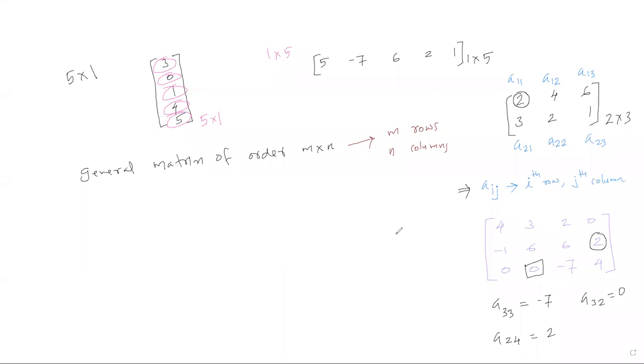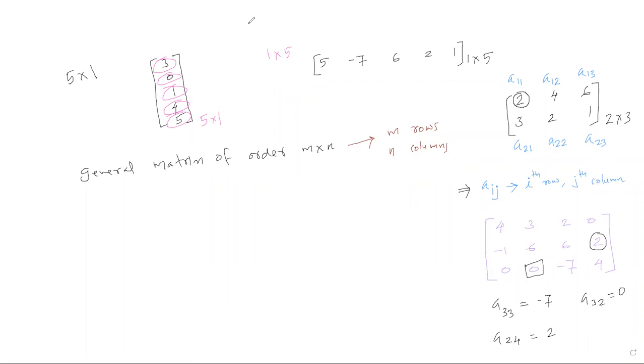A33, only one element will be there. There won't be two or three elements with A33. So A33 is a unique position. So Aij is a unique position. That is the intersection of the ith row and jth column. Okay.